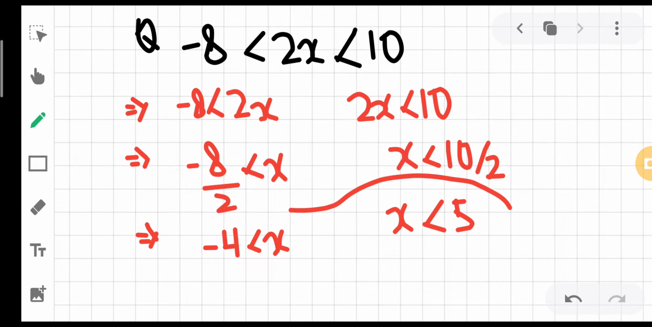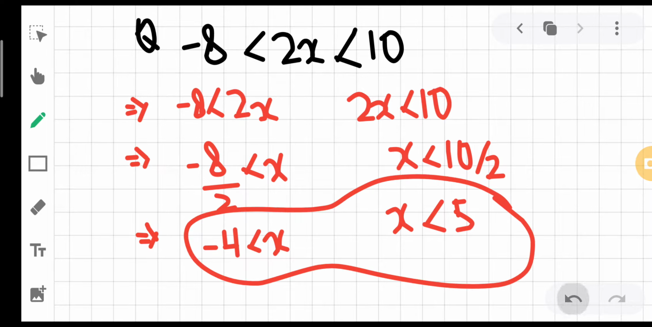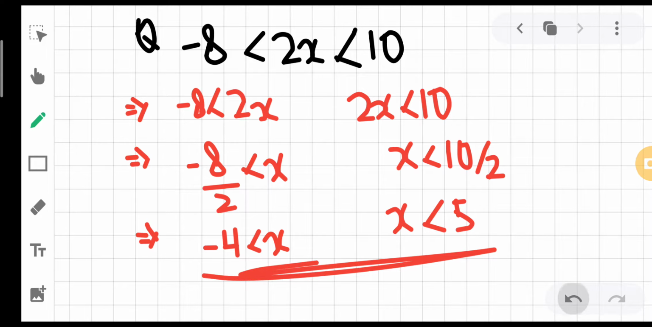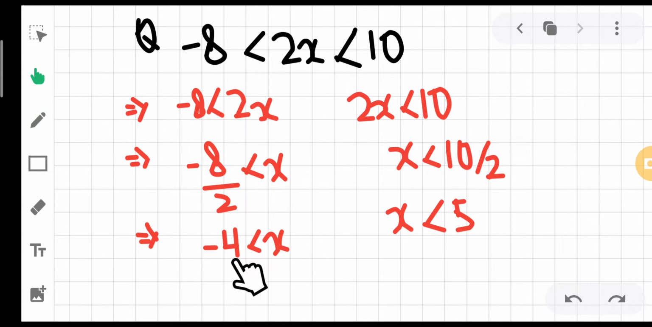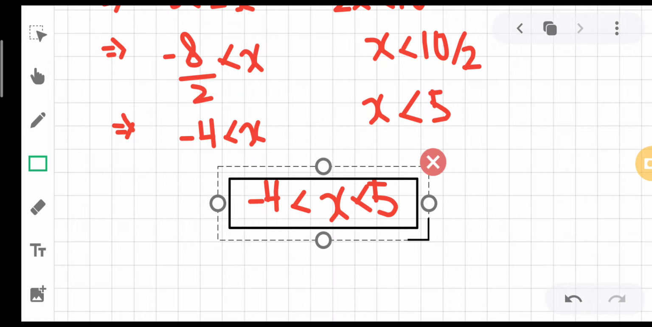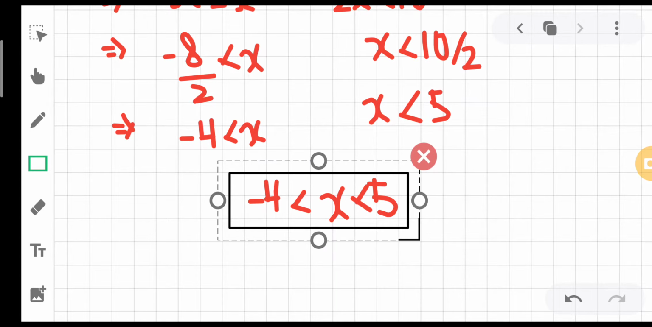After solving this complete situation, you now have to write the answer in terms of combined inequality. If you read this part, the value of x is greater than negative 4. If you read the following part, the value of x is lesser than 5. If you combine the parts, you are going to write it like this: x is greater than negative 4, however lesser than 5. This is the final answer for the value of x.